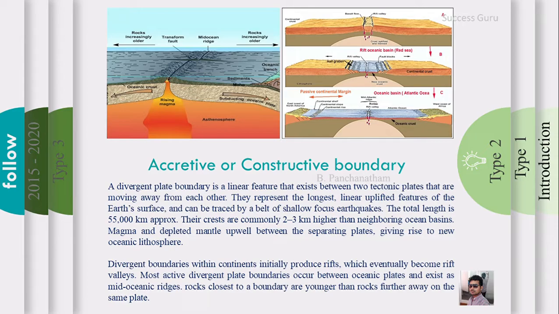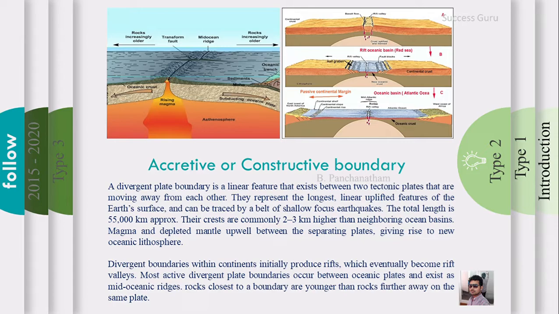The length may be approximately 55,000 km and the crests are commonly 2 to 3 km above the neighboring oceanic basin. It may be in the middle of the abyssal plain, and magma and depleted mantle upwell between the separating plates, which gives rise to new oceanic lithosphere. As we saw earlier, due to the convection current in the asthenosphere, the molten material moves away from each other, which leads to the divergent plate boundary.